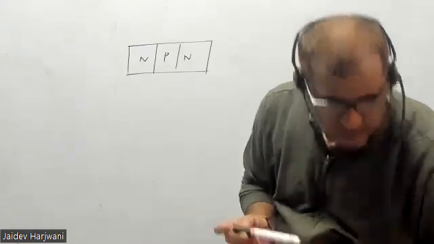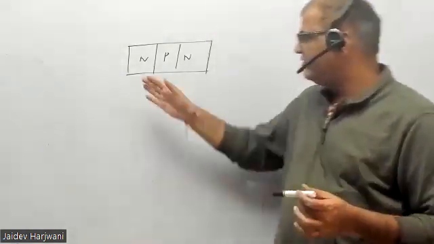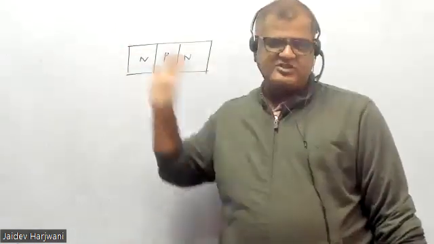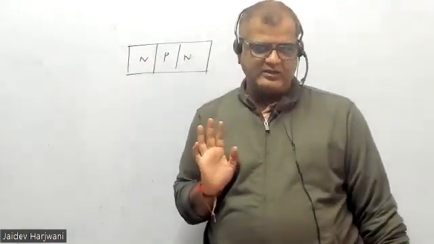So if different sections of material have different Fermi levels, when you align them, the material should have a single Fermi level. If the Fermi level is not single, then charge will keep on flowing. That's why I gave the example.